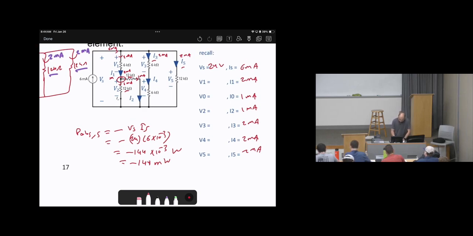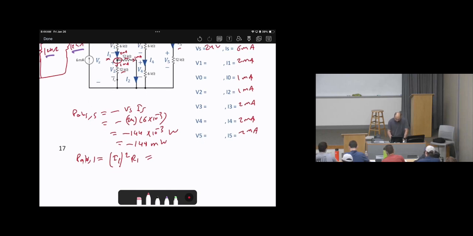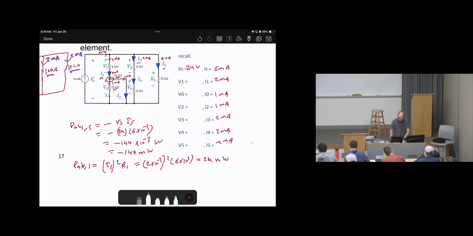The second one, P absorbed by element 1, is going to be I square, which is called here I1 as a magnitude square, times R1. Here, I1 we calculated as 2 times 10 power negative 3, squared, times 6K, which is 6 times 10 power 3. Then the answer, after substituting this in the calculator, will be 24 milliwatts. Okay? Milli means 10 power negative 3.